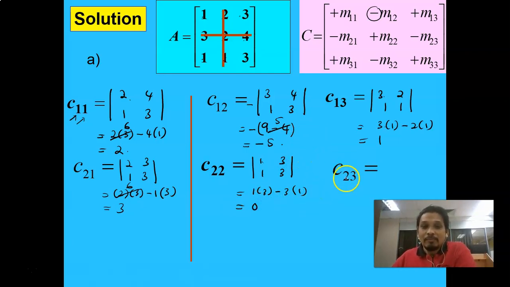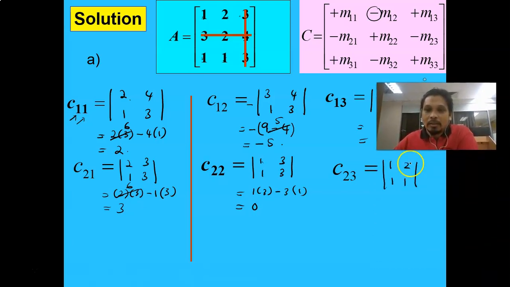Cofactor of 2, 3. We hide the element in row 2 and column 3. What's left now is 1, 2, 1, 1. So here 1 times 1 minus 2 times 1. 1 minus 2 is negative 1.